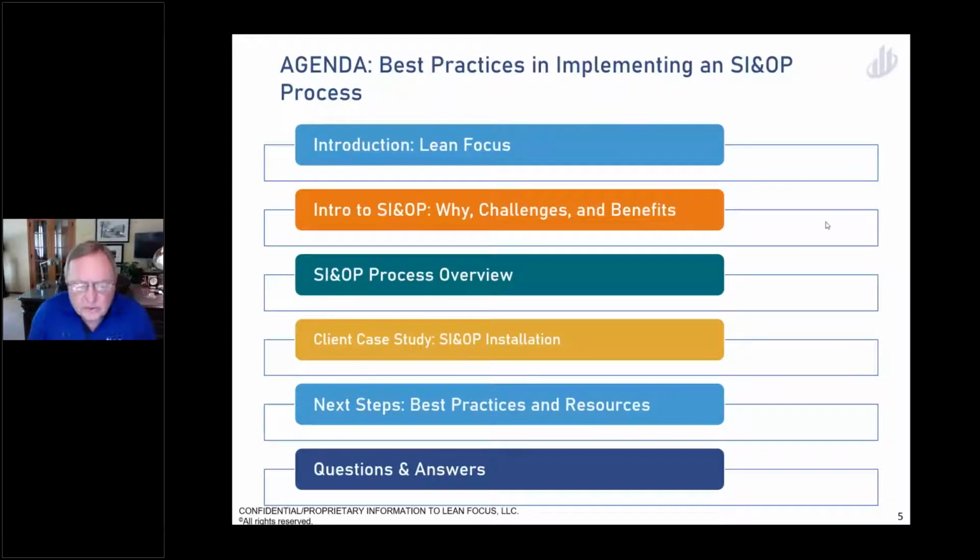Okay, what we're going to do for the next hour is we'll talk a little bit about Lean Focus in general and where we're at, and then we'll get into the intro and talk about the why, the challenges and benefits, so forth. Make sure we're all on the same page about what SIOP is all about, kind of a process overview. We'll talk about a case study of how SIOP can be implemented and updated, talk about some best practices and resources and so forth, and then allow a little time at the end for some question and answers.